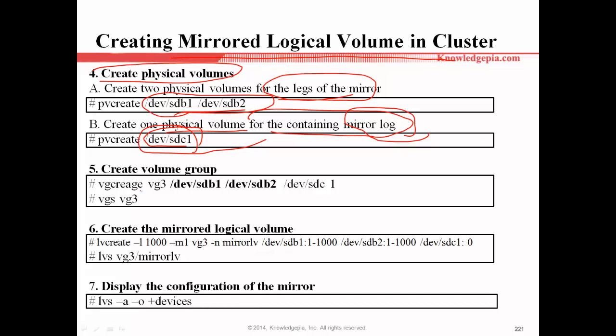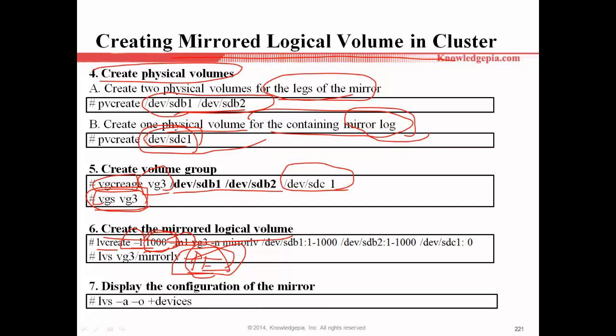After that, number 5, create the volume group. vgcreate, the volume group name, and sdb1, sdb2, and sdc1, and after that, check this information using this command. And now number 6, create the mirrored logical volume like this. lvcreate -L here. In case of the small l, normally 1000 means PE, the physical extent. It is a kind of unit of the data. As a default, LVM normally supplies 4 megabytes per physical extent.